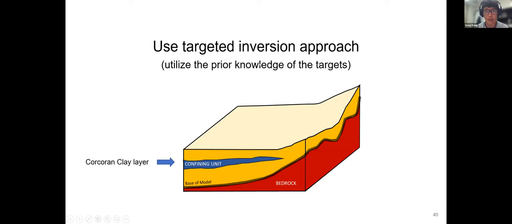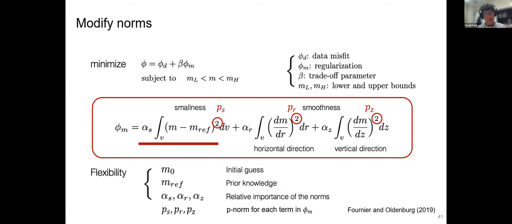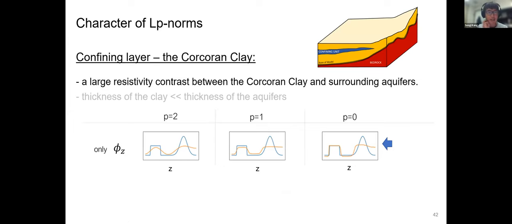What we're doing is utilizing the prior knowledge of the targets, especially for the Corcoran clay. Mathematically, to incorporate that prior knowledge of the target, we're modifying the norm of the regularization term for smallness and smoothness in the horizontal direction and vertical direction. So we're going to expand that L2 norm into a p norm. And what the p norm does is the following. Recalling the target, the confining layer has a large resistivity contrast between the Corcoran clay and the surrounding aquifer. What we're expecting is a sharp resistivity contrast between the two units.